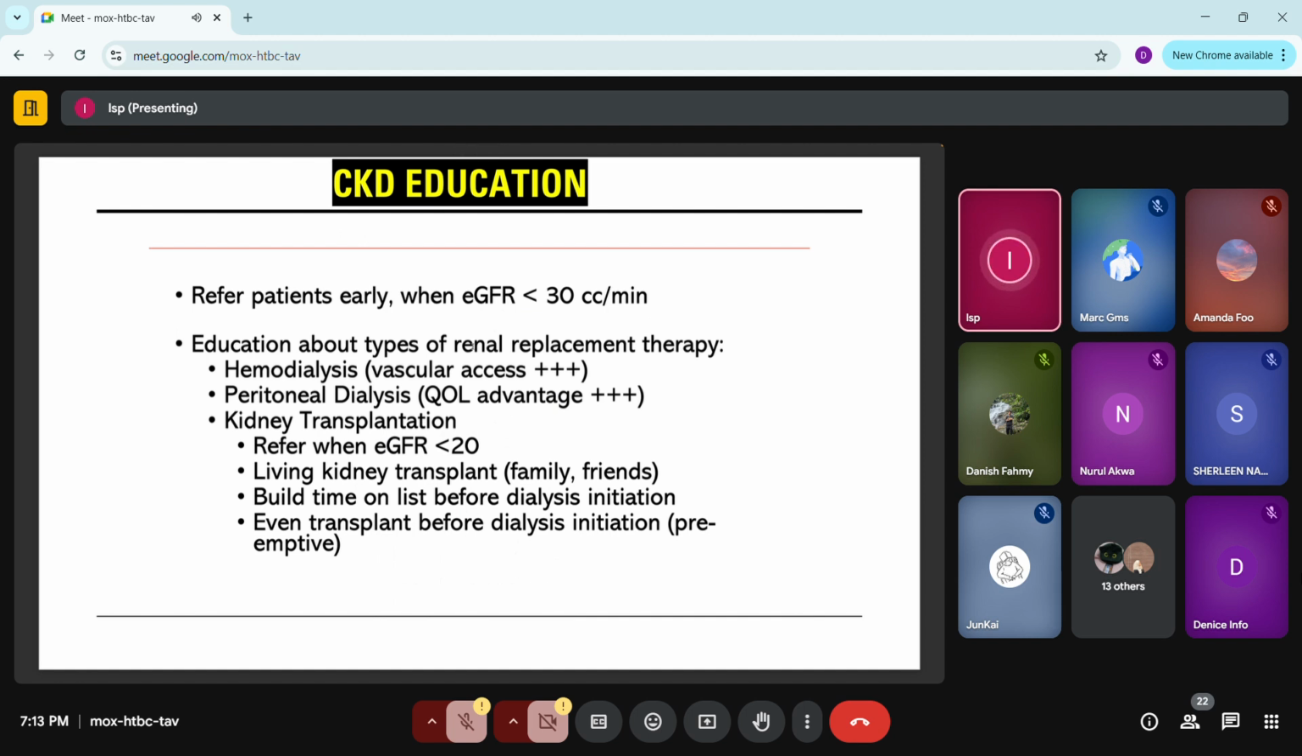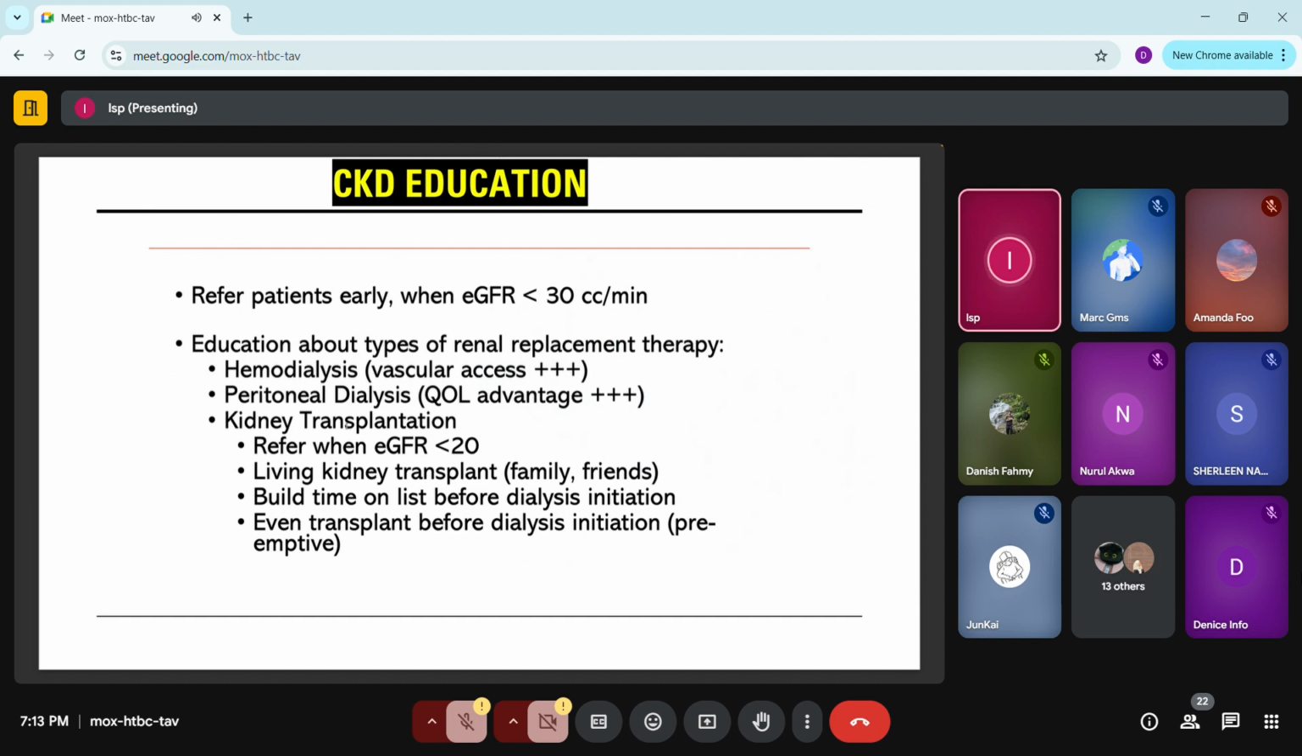So you need to know two modalities of renal replacement therapy. Hemodialysis, but you need vascular access. Peritoneal dialysis, you need to have someone to do it for you. And kidney transplantation. There are two types. One is the living related, living kidney transplant, meaning donated by family or friends. And you can have a cadaveric transplant, waiting for the donors.